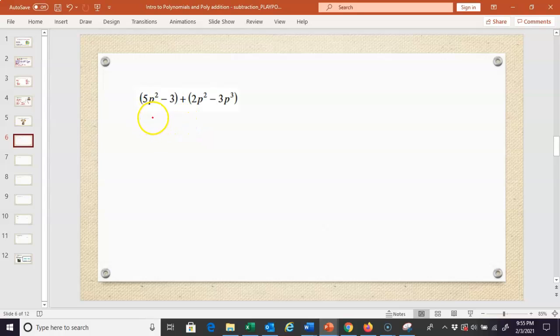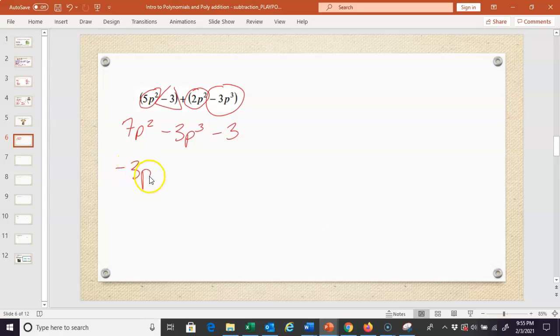So that's all we're going to do. We're basically combining like terms again. So we're going to do 5p squared plus 2p squared. That's 7p squared. And then we have a cubed term and just a constant. Now it's funny I wrote it like this. I kind of just started left to right. But usually a good idea is to write the exponent values in descending order.